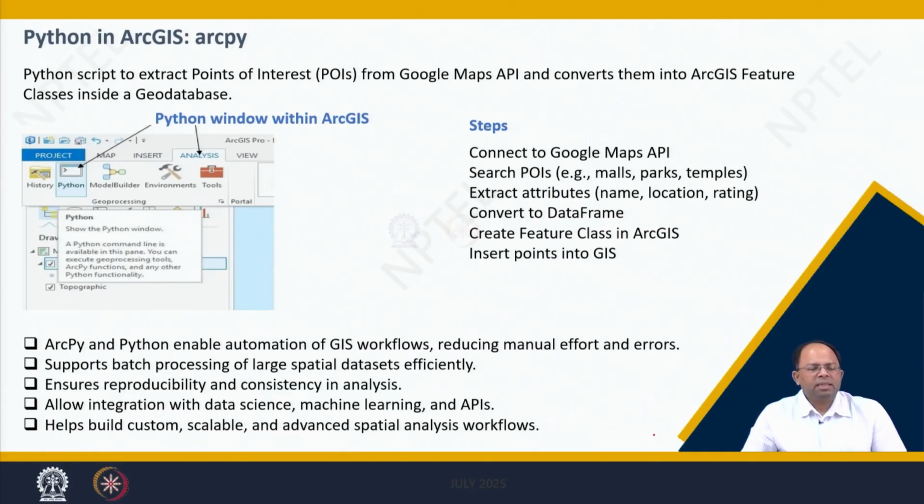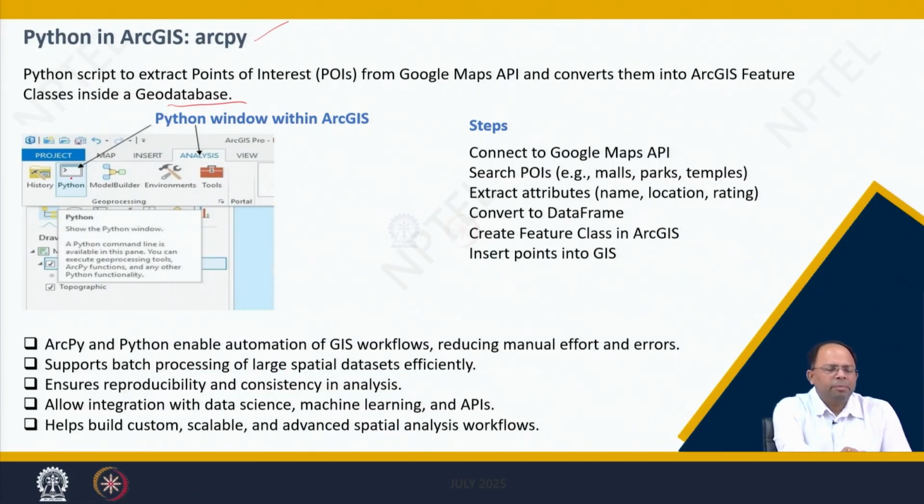Now coming to Python in ArcGIS, we will focus on ArcPy because that is the most common usage of Python in ArcGIS. So you need to have ArcPy, of course, and a Python script could be used to extract points of interest from the Google Maps API and convert them into ArcGIS feature classes inside a GeoDatabase. A GeoDatabase is the database we have to create. When we are bringing data from Google API, we need to store it in a database, and within that there will be tables.